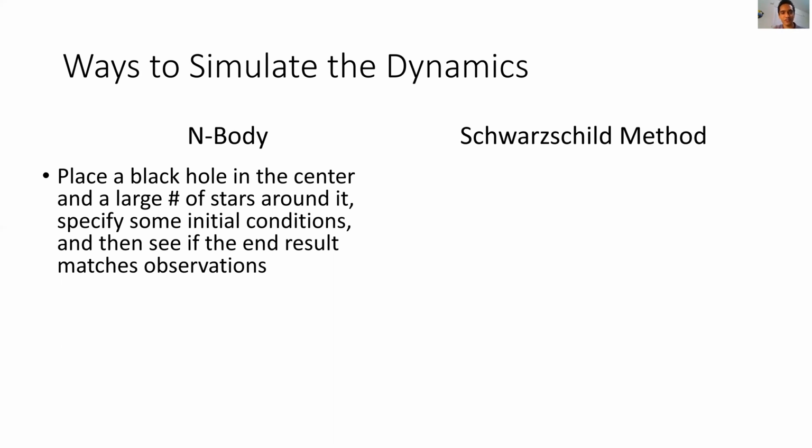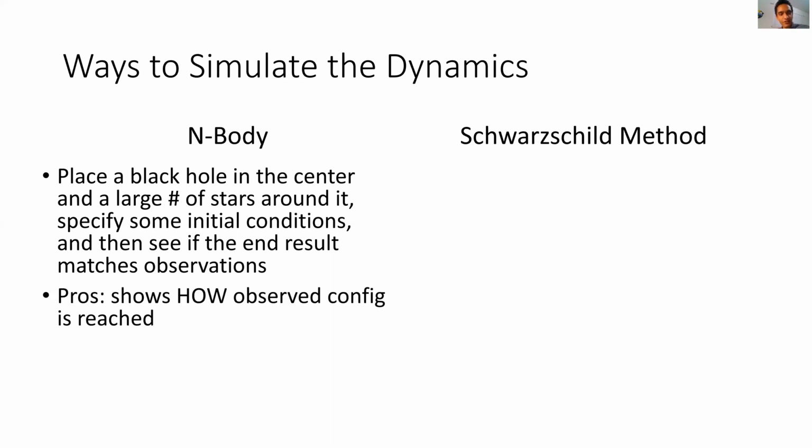And then you wait and see if the end result after a while, after a bunch of orbit times maybe, or a sizable part of the age of the universe, matches the observations that you've taken. So the good part about this is that it shows how that observed configuration of stars was reached, because you start off in a relatively random situation, and then you can actually watch it converge to the observed profiles. So you can see the transient behavior in between, and that might be useful for looking at galaxies that are interacting, or at look-back time, higher redshift galaxies, galaxies farther away from us.